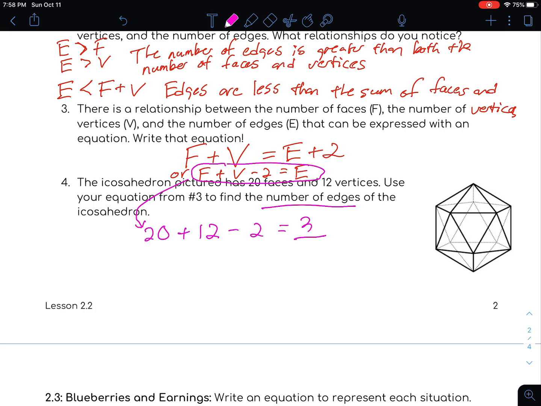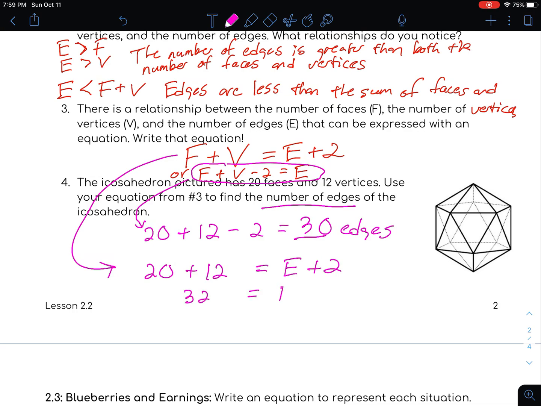So 20 plus 12 is 32, minus 2 is 30. 30 edges. What if we had used the first equation? Well, on that one, right here, we'd say, okay, well, faces plus vertices is 12, is equal to edges plus 2. So that's the same thing as saying 32 is equal to edges plus 2. Doing a little solving, just like we did the other day in our practice for the unit, we subtract 2 from both sides to undo the addition, and we get edges is equal to 30.